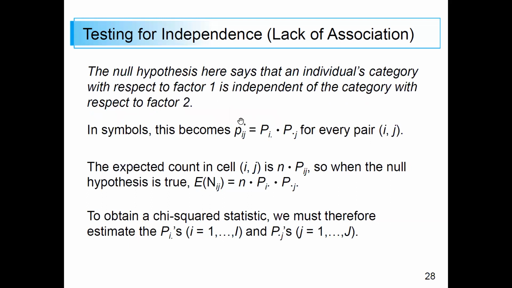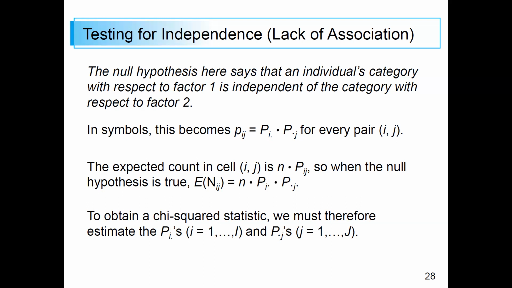Due to that, our estimate for the cell probability P sub ij, that is, the individual falling into the cell in the ith row and jth column, is simply equal to the product of P sub I dot and P sub dot J. And that's the probability. Now consider the expected number of individuals that would fall into that cell.